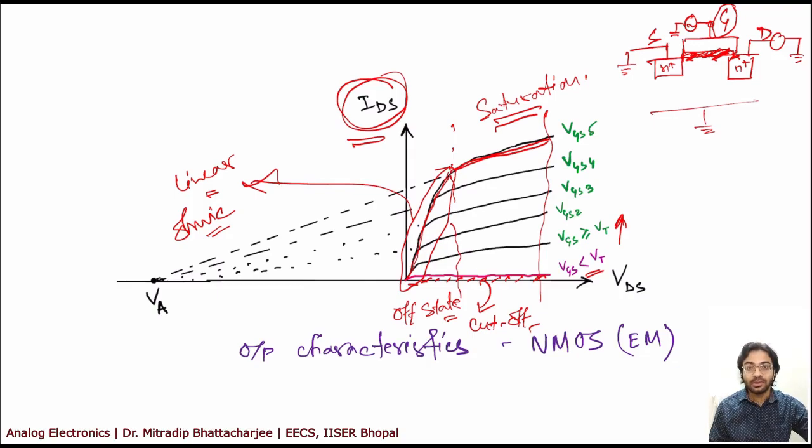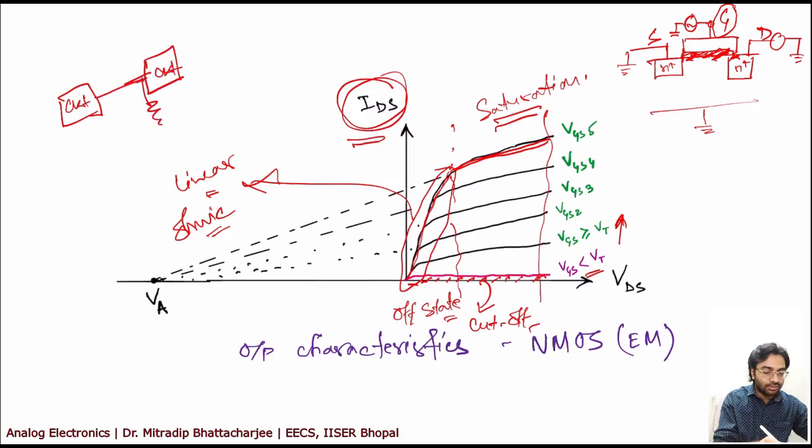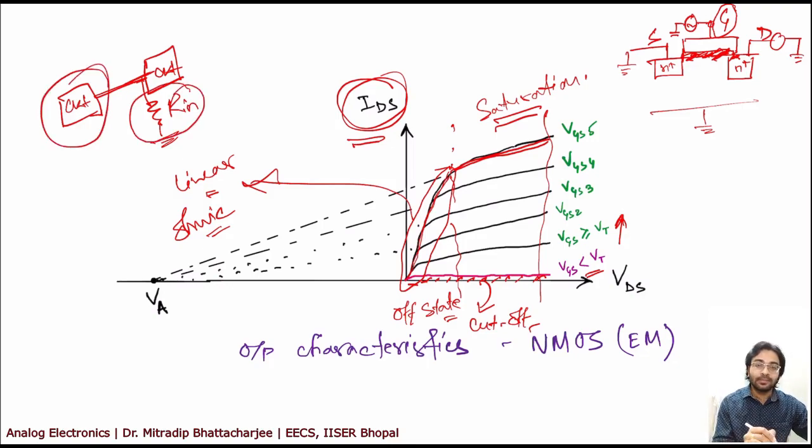And why is this important? Because input resistance is important when you connect two circuits together. That resistance mismatch can lead to a problematic situation. For example, if you have a circuit like this, and the input resistance of the circuit you are connecting, R in, is a very small value, then it will come in parallel to this circuit and influence its output, which is not desirable.